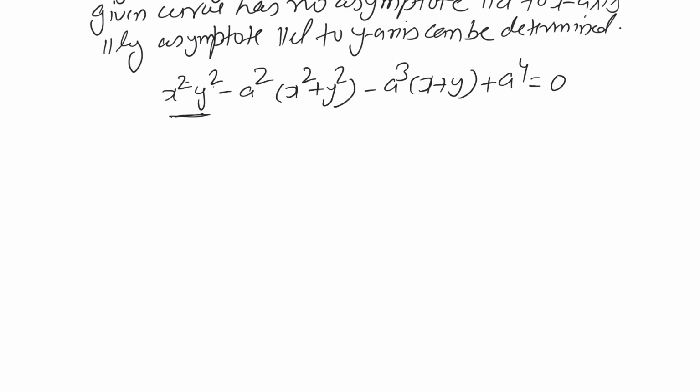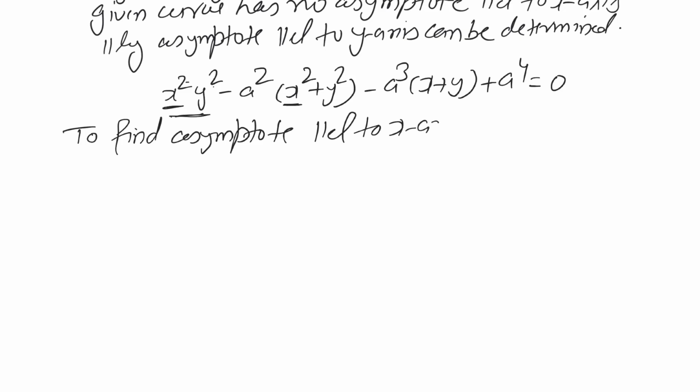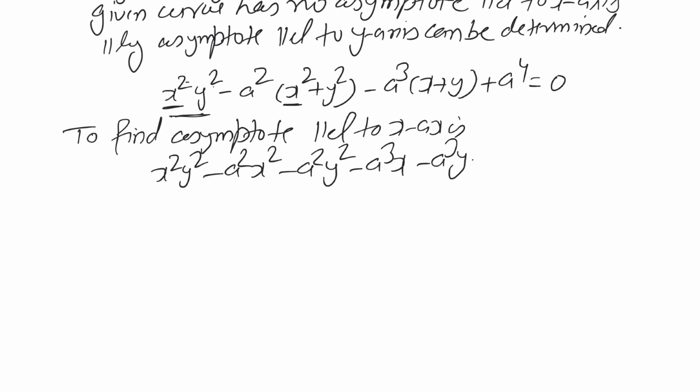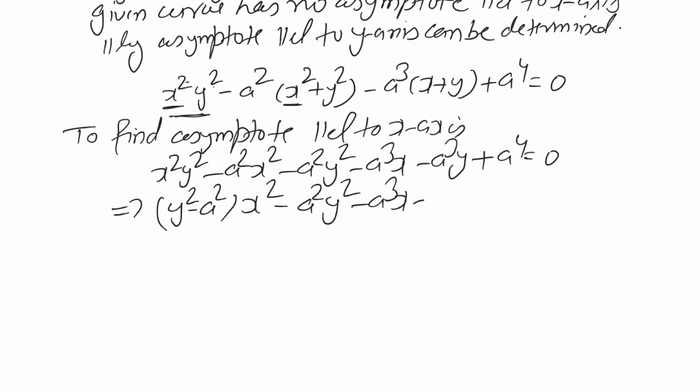Now highest degree in x is x square. So in this equation, firstly we find asymptote parallel to x-axis. The above equation can be written as x square y square minus a square x square minus a square y square minus a cube x minus a cube y plus a4 is equal to 0. This implies that (y square minus a square) x square minus a cube x minus a cube y plus a4 is equal to 0.